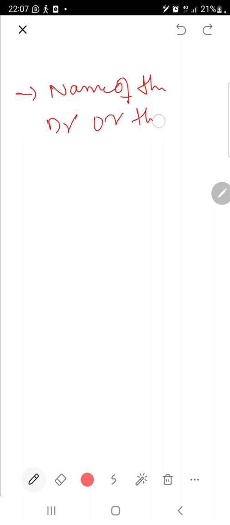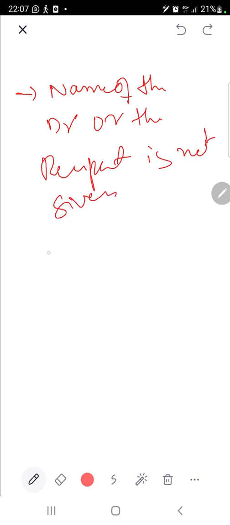or the recipient, either nurse, is not given, we can close the letter with Yours faithfully, right?